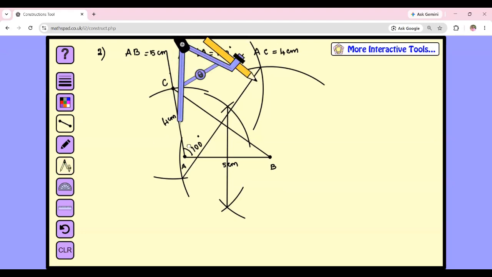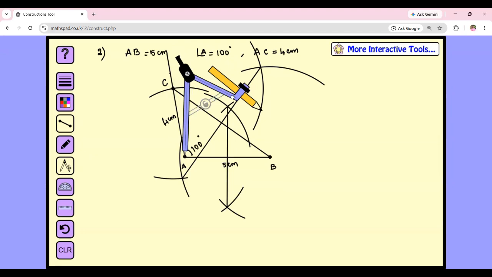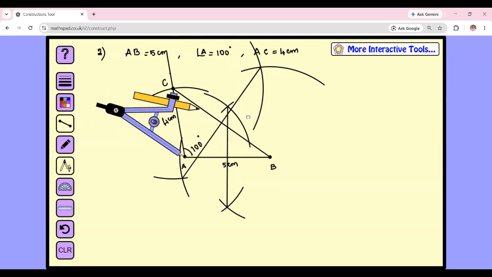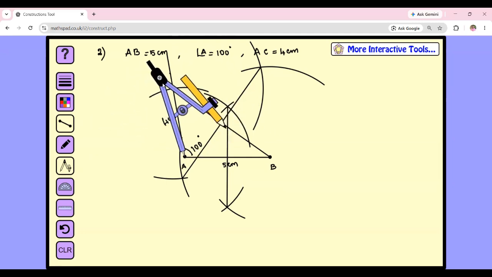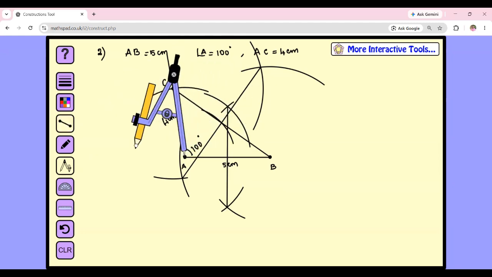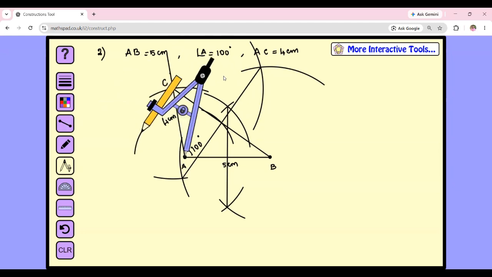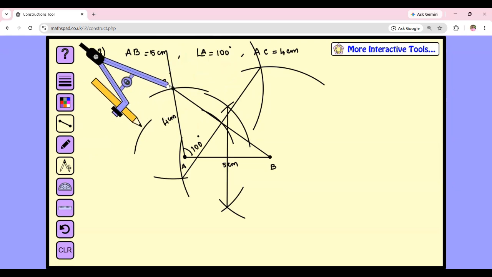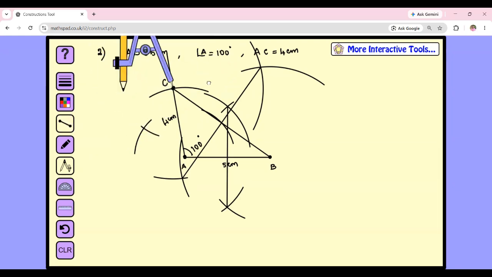Just take more than half of AC. So draw an arc up and down. Many arcs will come, you should not get confused. A, this is up and down also. Now with the same measurement, keep the pointer in C. Draw an arc up and down. The same, we do it for this.